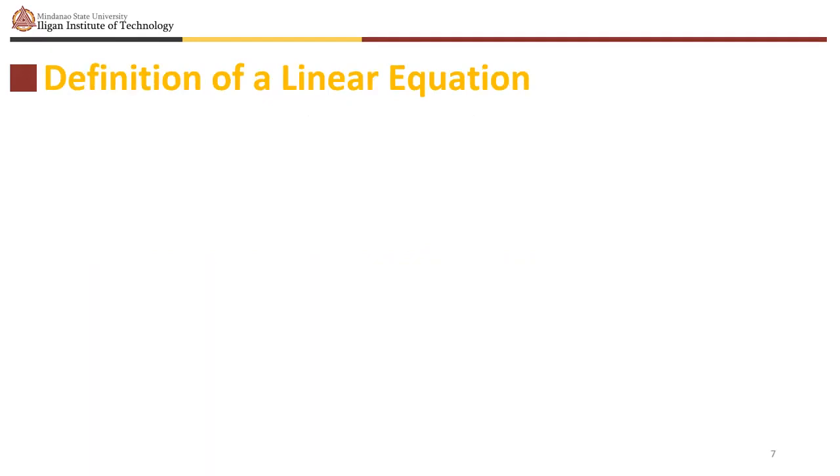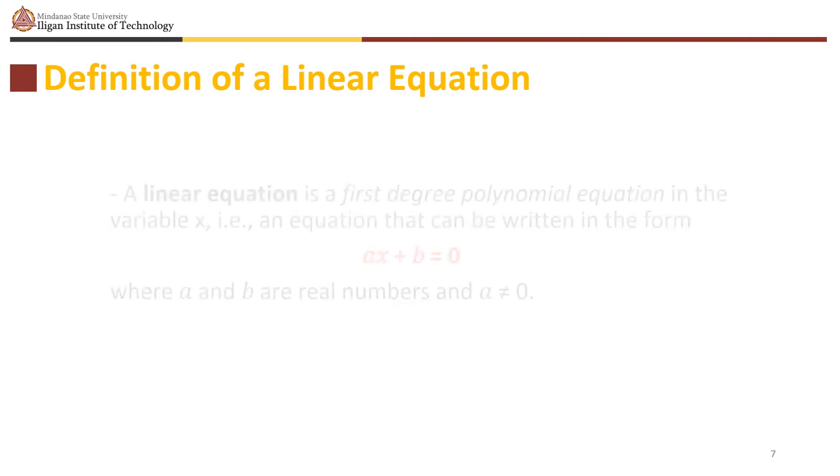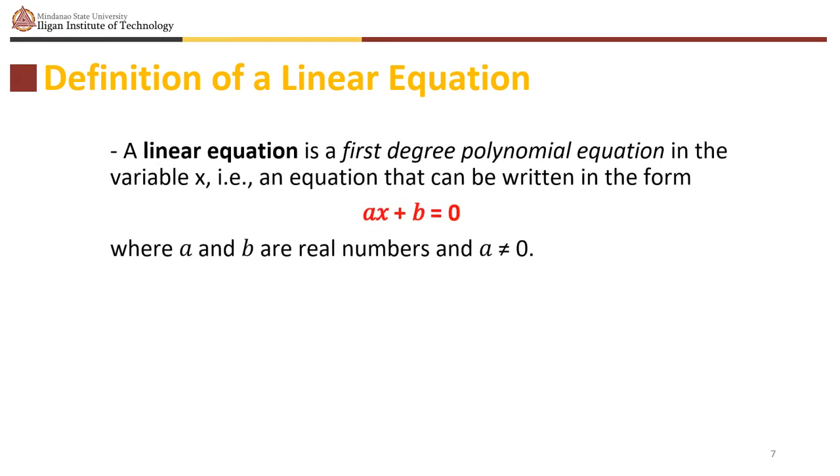A linear equation is a first-degree polynomial equation in the variable x. That is, an equation that can be written in the form ax plus b is equal to 0, where a and b are real numbers and a is not equal to 0.